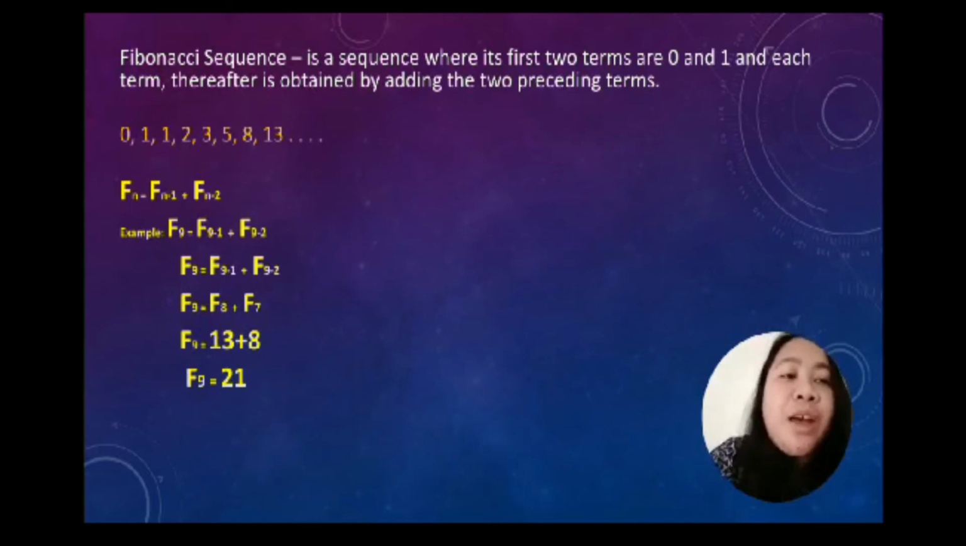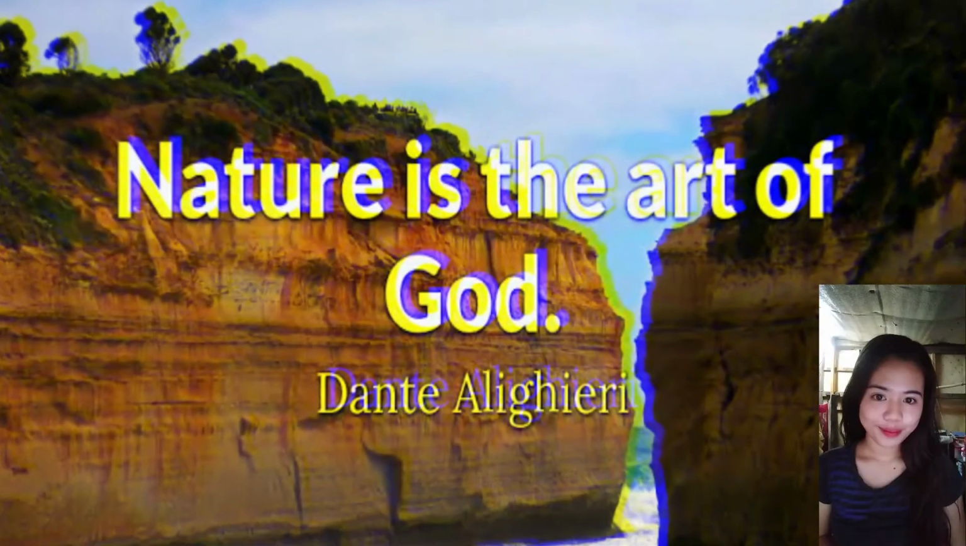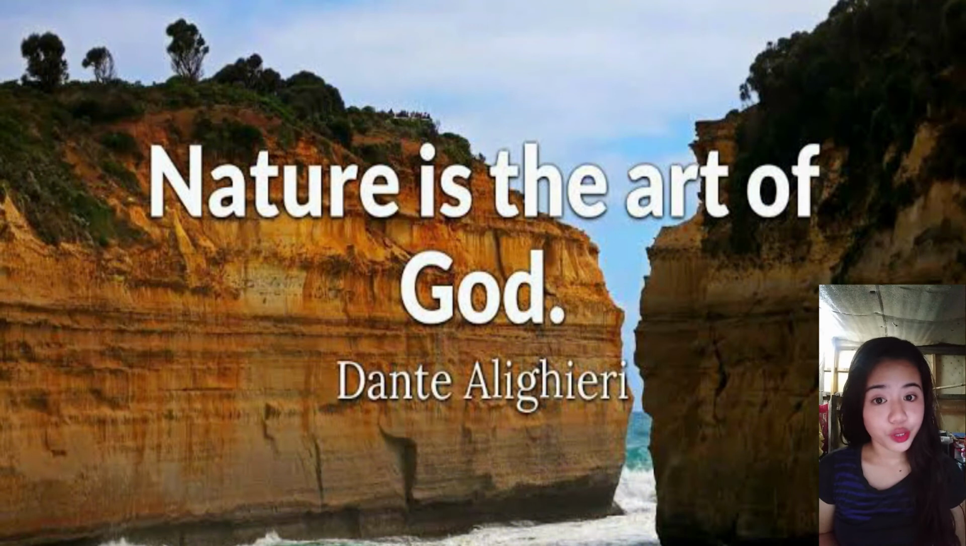So 1 plus 1 will give us 2. 1 plus 2 will give us 3. 2 plus 3 will give us 5. 3 plus 5 will give us 8. 5 plus 8 will give us 13, and so on. And Fibonacci derived a formula which is F sub n equals F sub n minus 1 plus F sub n minus 2. So this is nature, the art of God, according to Dante Alighieri.